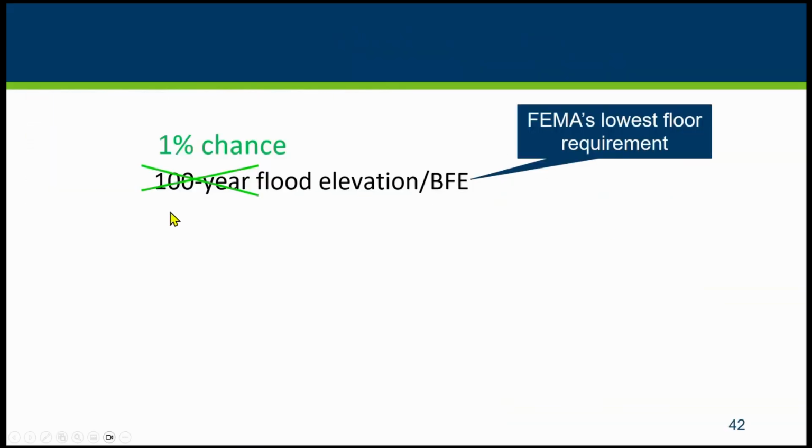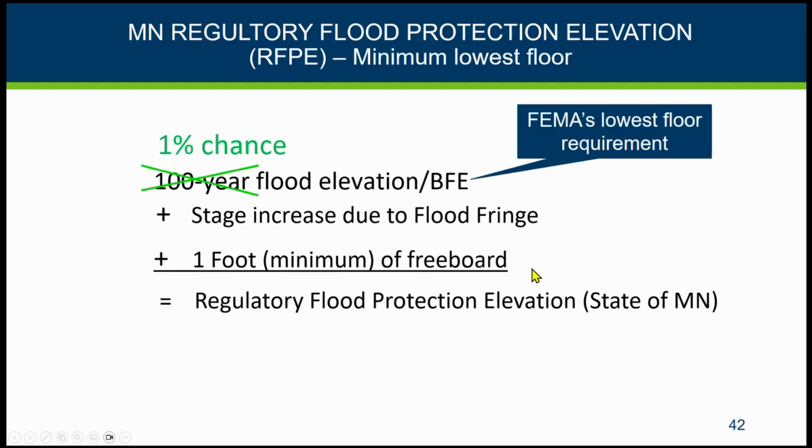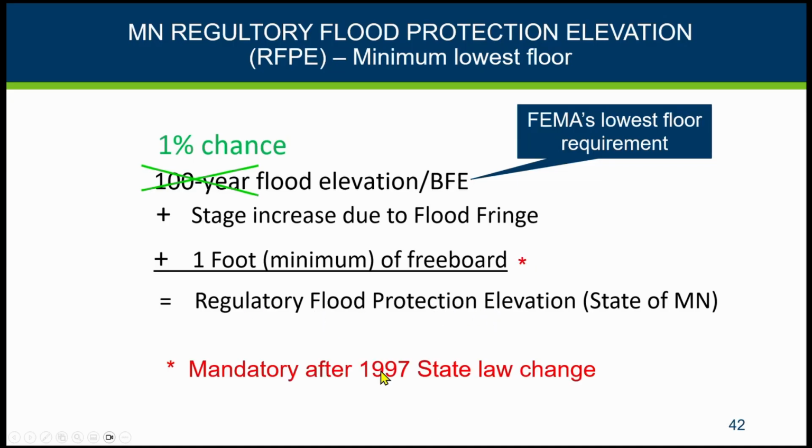One other key term that we use is our regulatory flood protection elevation. FEMA's requirement for the lowest floor is that it's at the base flood elevation, at that 1% chance elevation. In Minnesota law from the beginning, we recognize that, we're saying it's legal to cause up to half a foot of rise. We're going to take that into account because that's the real flood elevation. And we add a foot of freeboard for a safety factor. And that's our lowest floor requirement in Minnesota. For a little while, the freeboard requirement went away, but after the big floods in '97, it did get put into state law that was mandatory.